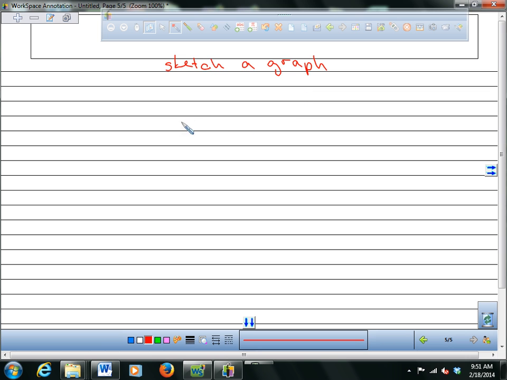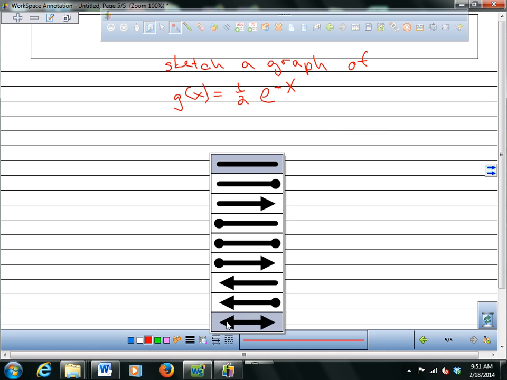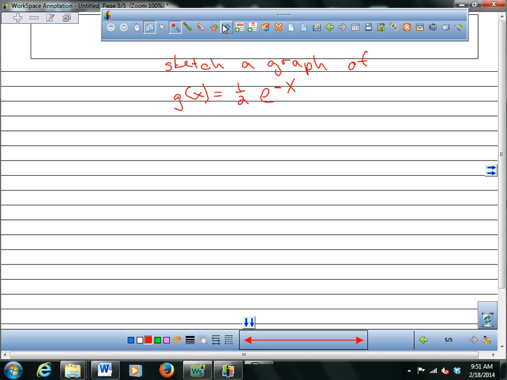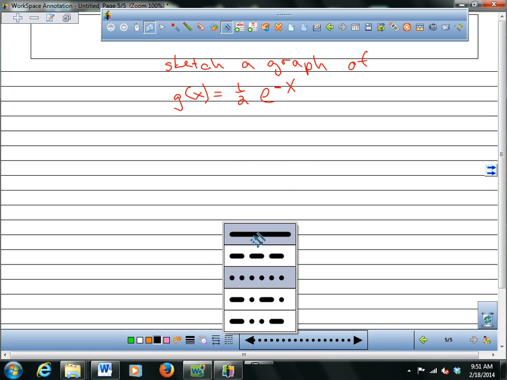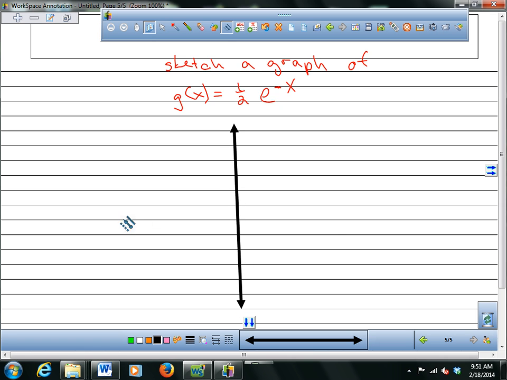Okay. Sketch the graph of g of x equals 1/2 e raised to the negative x. What do you think that's compared to? So using transformations, and this would just be a sketch. Okay. It's just going to be a sketch. It's not going to be the actual graph.